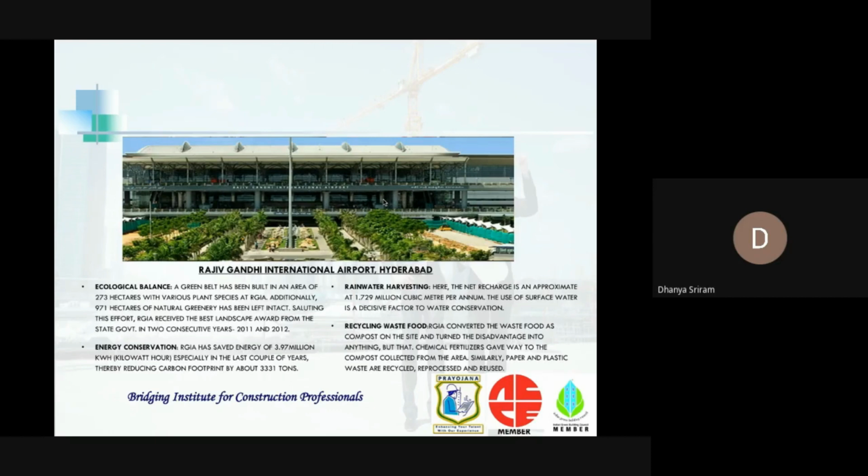Rainwater harvesting: approximately 1.729 million cubic meters of rainwater is conserved per annum. Recycling waste food: it converts the waste food into compost inside. It has an in-house converter, and the rest is sent out as organic fertilizer. Most importantly, paper and plastic waste are always recycled, reprocessed, and reused. Next.